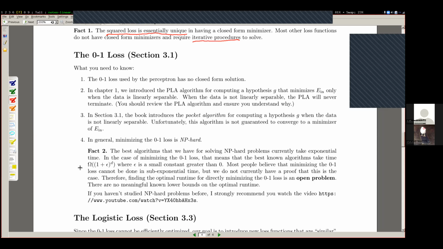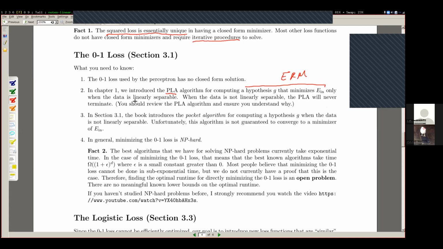And so these 4 bullet points that I have right here are the things that you need to know about the 0-1 loss. And I'm just going to explain them right now. So the first one, I already said it: the 0-1 loss used by the perceptron has no closed form solution. And so because of that, we talked about the PLA, the perceptron learning algorithm, for computing one of these empirical risk minimizers. So the hypothesis g that minimizes E sub n, this whole thing right here, it's just a long way of saying the ERM.